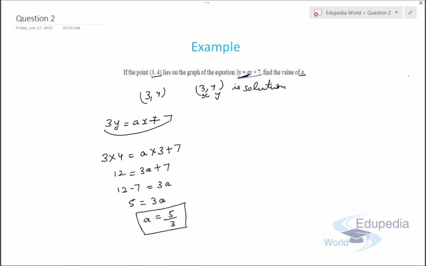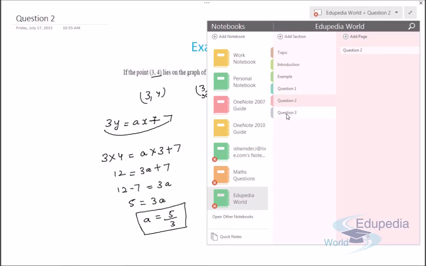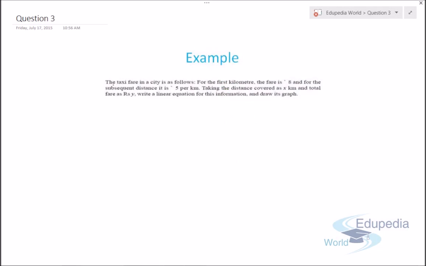So let's discuss the next question, which is the last question of the video. The question is the taxi fare. This is also a very important question. The taxi fare in the city is as follows. For the first kilometer, the fare is 8, and for the subsequent distance it is 5 per kilometer.